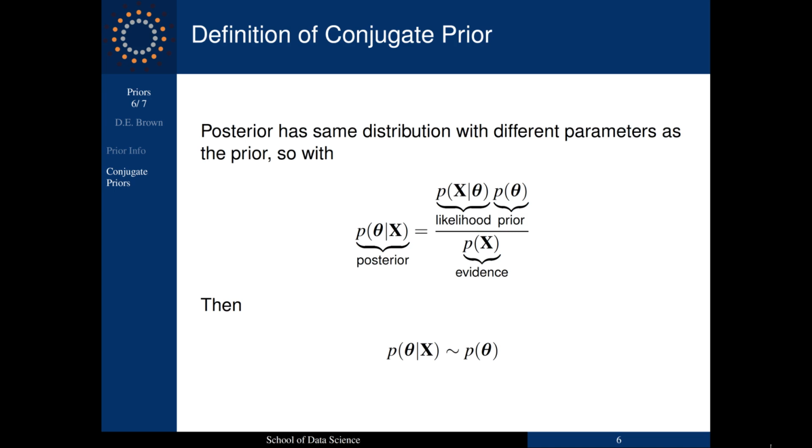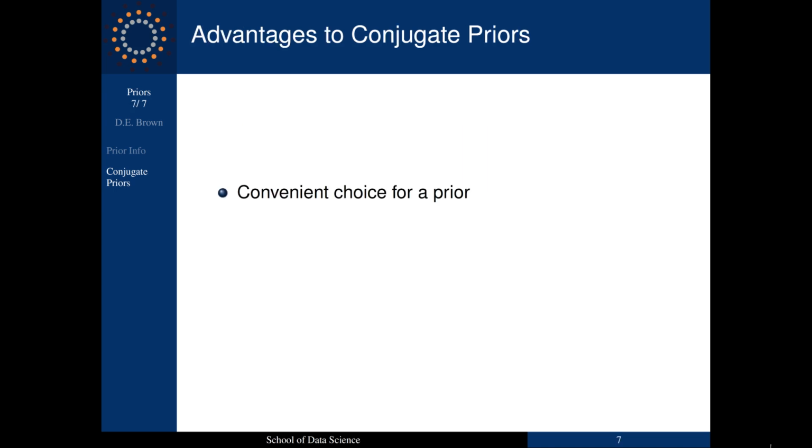So there's a requirement on a number of things that make conjugate analysis work. We have to have a specific family of distributions. We have to have a specific likelihood that we're using. And given those requirements, then we can develop a conjugate analysis that works for our problem.